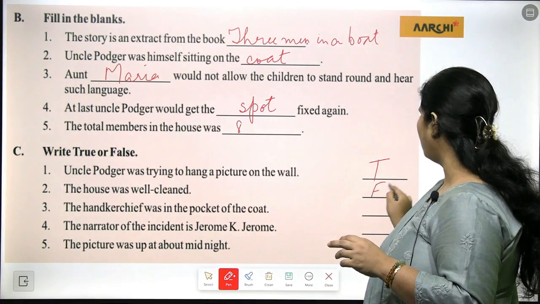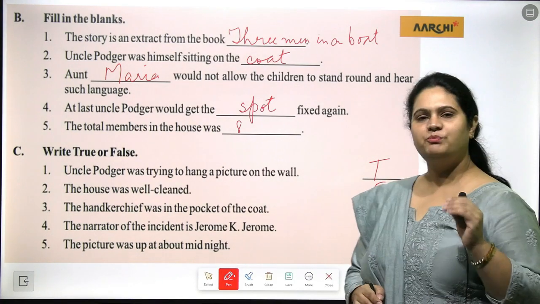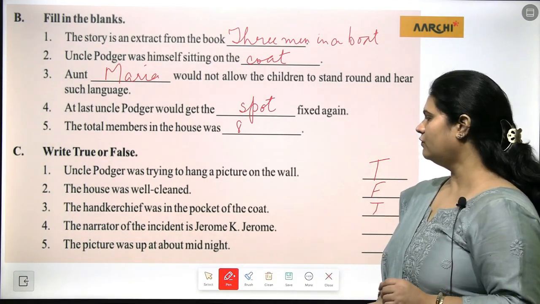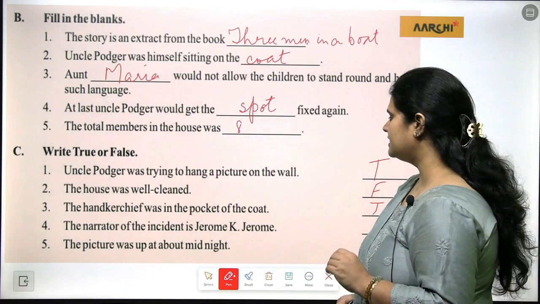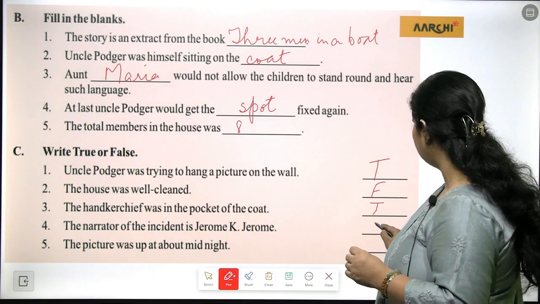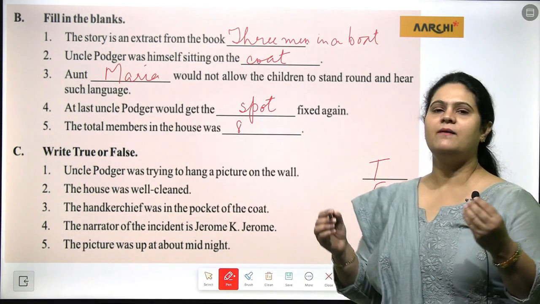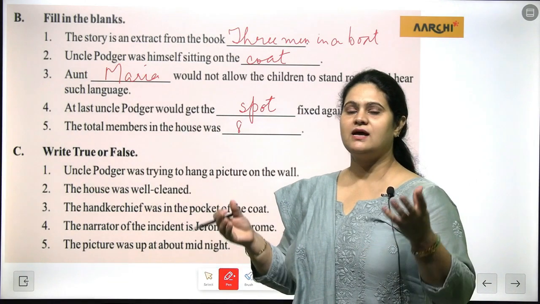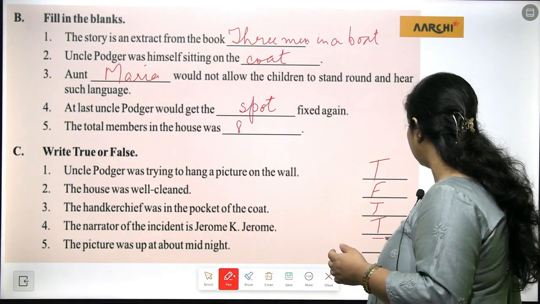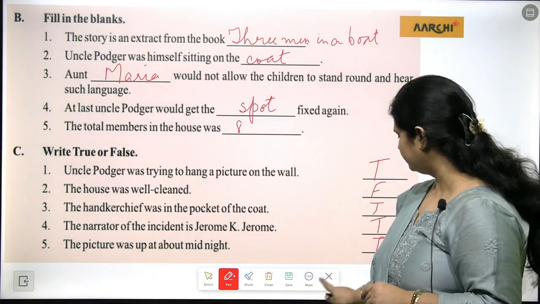So, false. Number 3, the handkerchief was in the pocket of the coat. Yes, true. Number 4, the narrator of the incident is Jerome K. Jerome. Yes, he is the one. The picture was up at about midnight. Yes, it was about midnight when he could put the picture on. So, true. Clear to all of you? Let's move on.